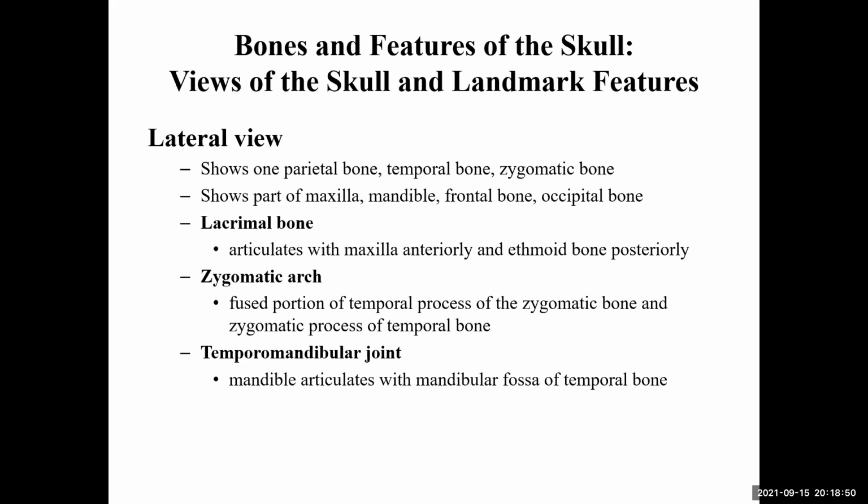All right. So the three highlighted structures here are the lacrimal bone, the zygomatic arch, and the temporomandibular joints. The lacrimal bone, when you hear lacrimal, think of the eye. You have a lacrimal gland. That's the gland that produces tears for your eye. So the lacrimal bone is going to be found on the medial portion of your orbit, right? And it's just posterior to the maxilla. Let me show you.